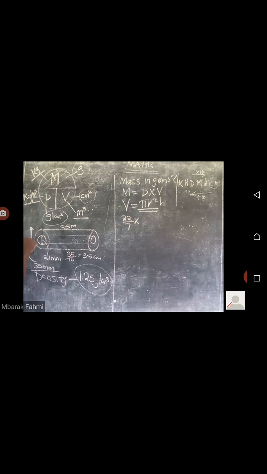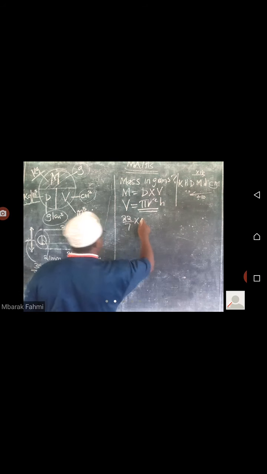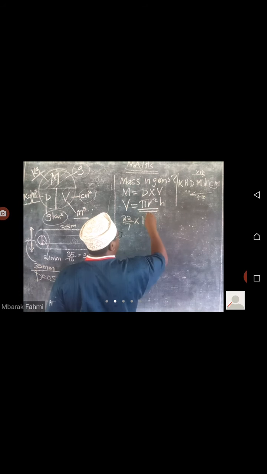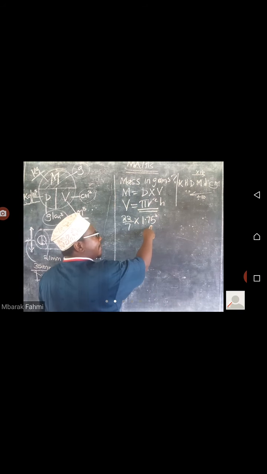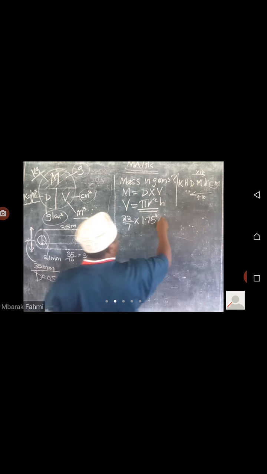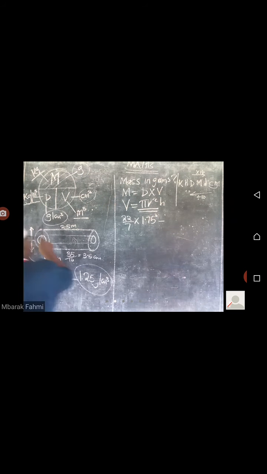Now this is the diameter. Remember, what we want is the radius, which is a half. So a half of 3.5 is 1.75. So pi times the radius: pi r squared, 1.75 squared. That is the area of the bigger circle, minus the area of the smaller circle.